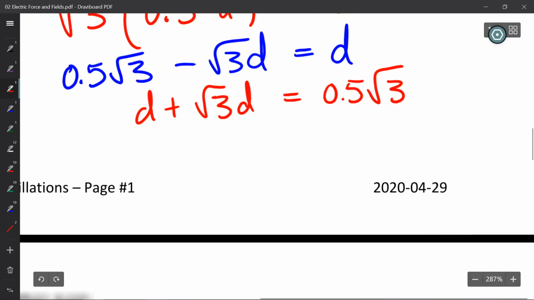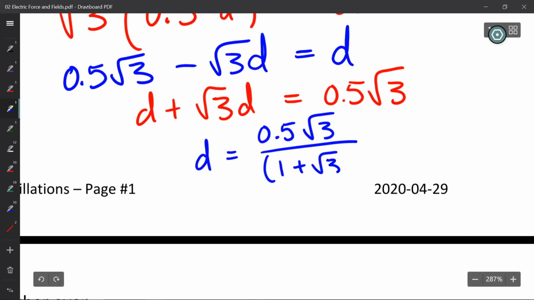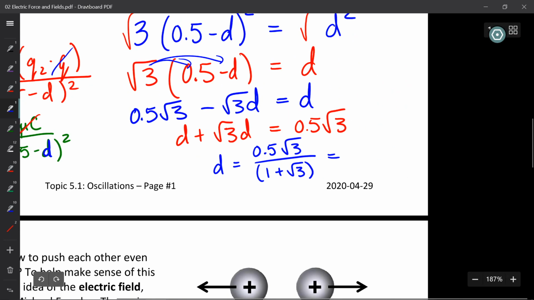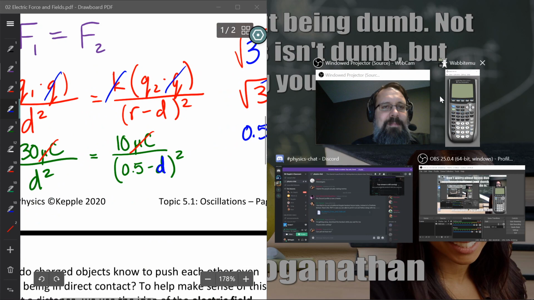Okay, almost done. Now I'm going to have to factor out this d from over here. So I'm going to end up with d equal to 0.5 square root of 3 divided by, after I factor out the d, 1 plus root 3. So now this crazy thing is what we need to throw into our calculator. So let's do that.